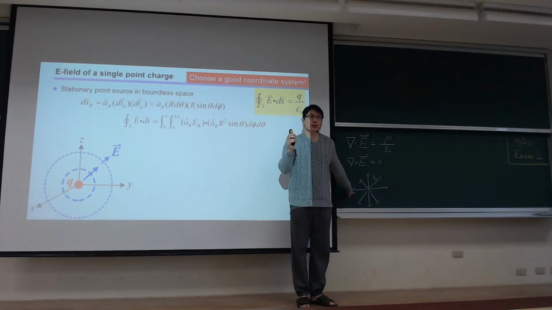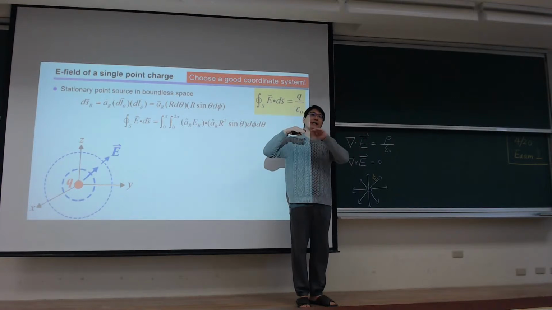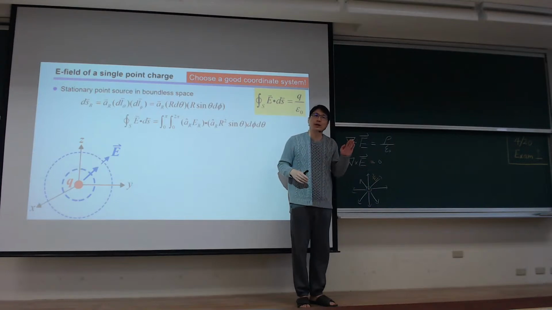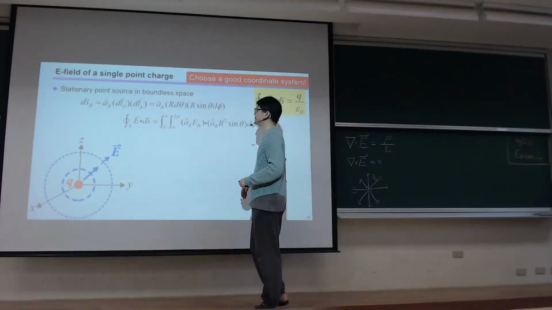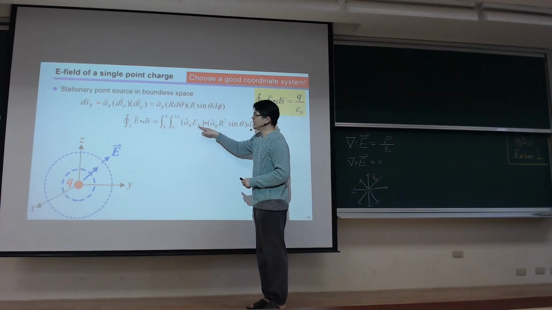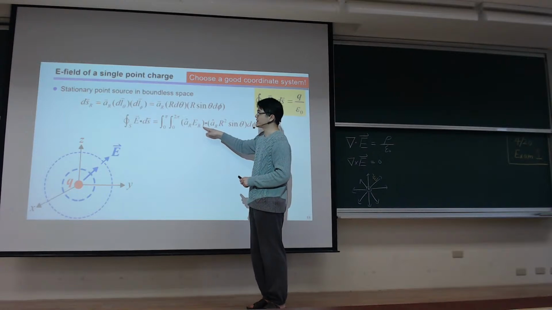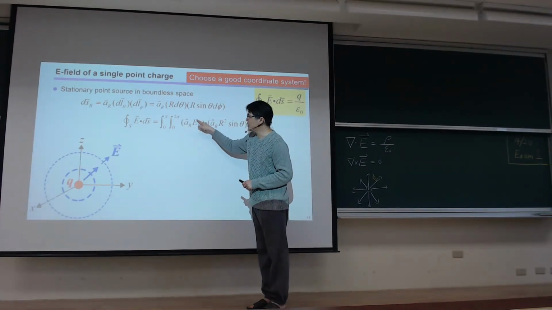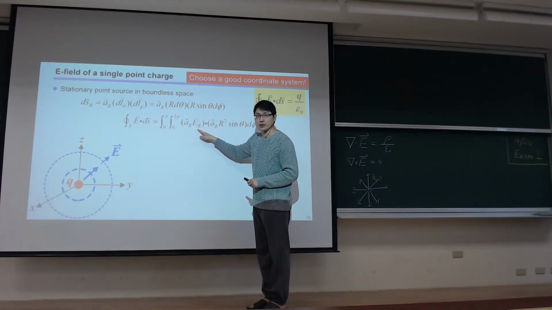For a single charge, the field lines are all radial. Each line is pointing in the radial direction. And that's the reason why I'm using E_r. The E field intensity for a single charge is everywhere radial. So I have the direction, and I have its magnitude.